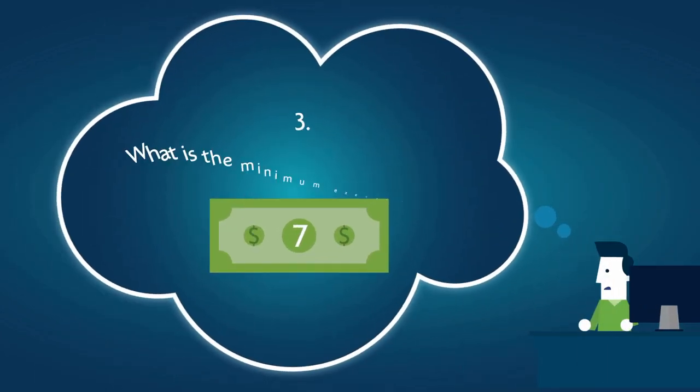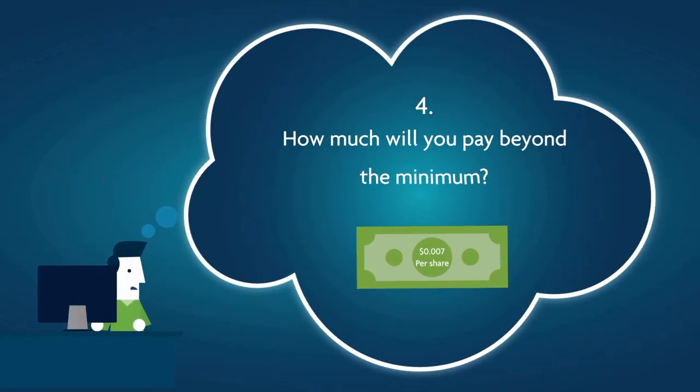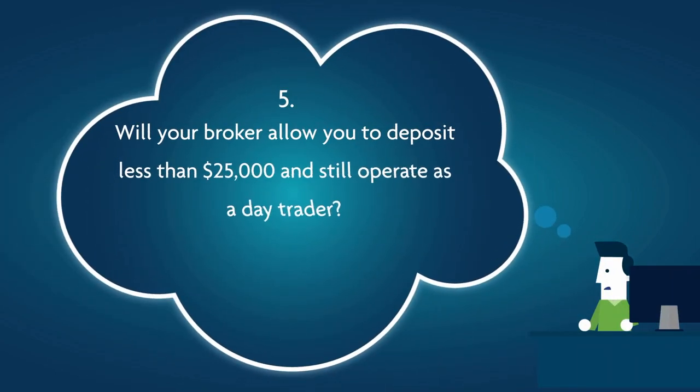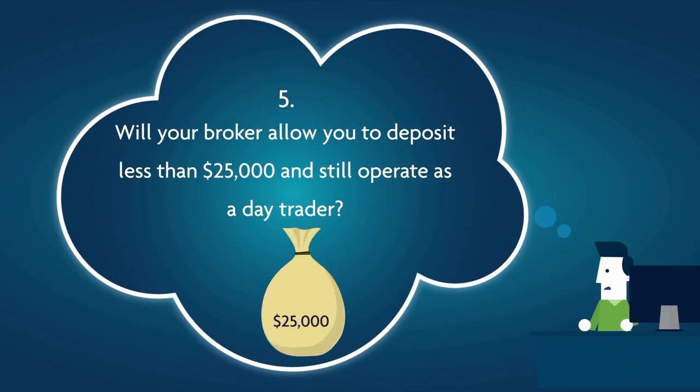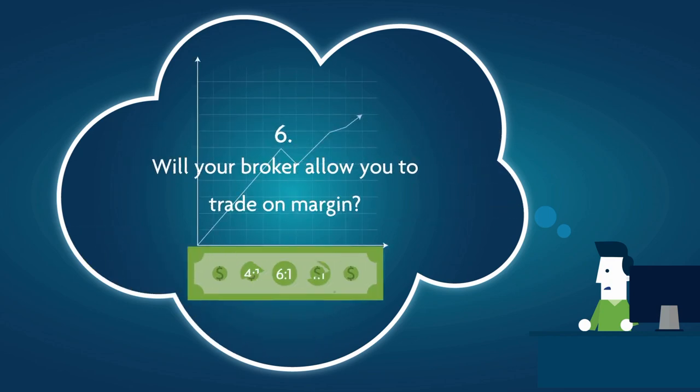3. What is the minimum execution cost? 4. How much will you pay beyond the minimum? This is usually a fixed price per share. 5. Will your broker allow you to deposit less than $25,000 and still operate as a day trader? 6. Will your broker allow you to trade on margin?